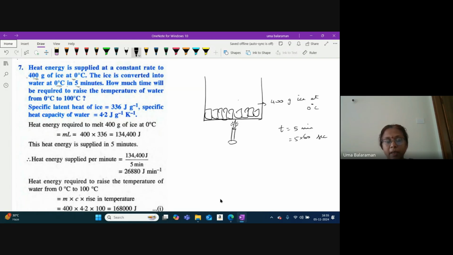So heat energy required to melt 400 gram of ice at 0 degrees Celsius is M into L. We know it is 400 grams of ice. L is given as 336 joules per gram. So this much heat energy is needed. And the heat is supplied in 5 minutes. They have kept it in minutes only. They did not convert it into seconds. No problem.